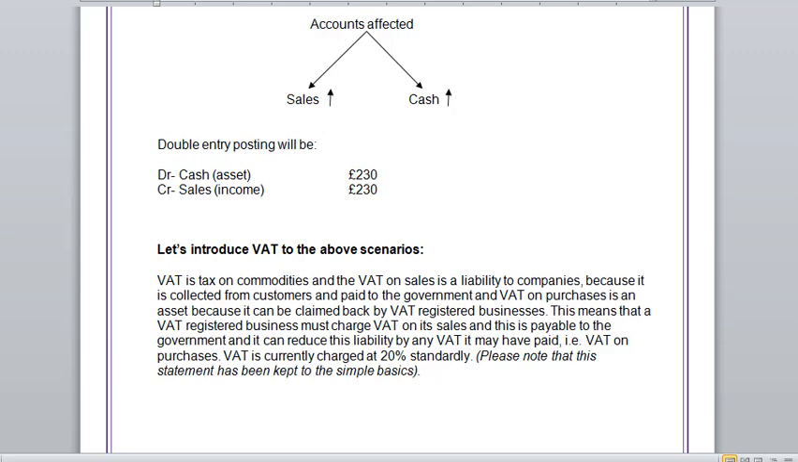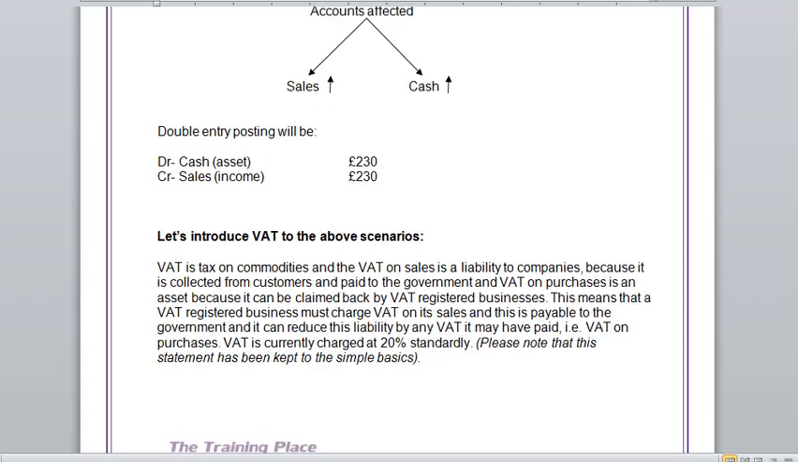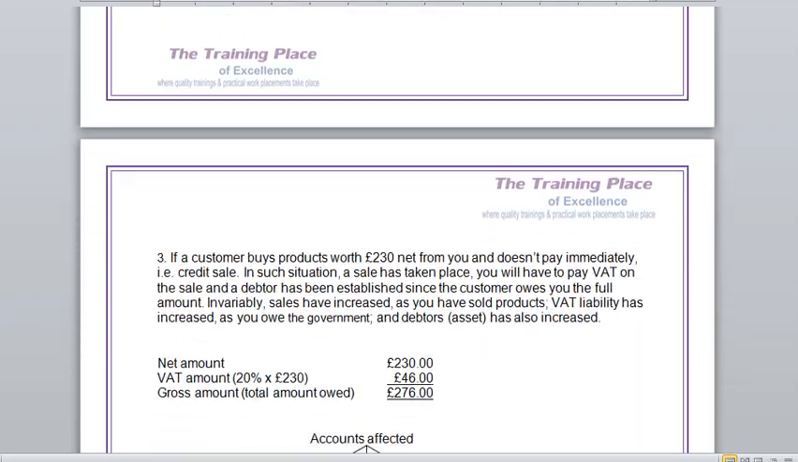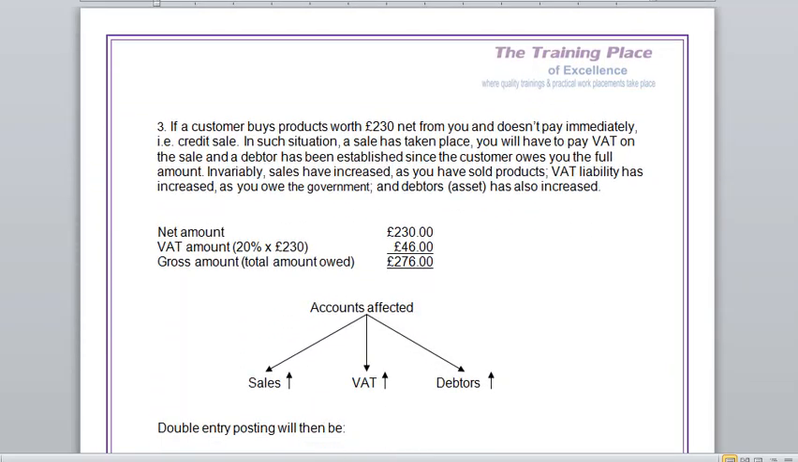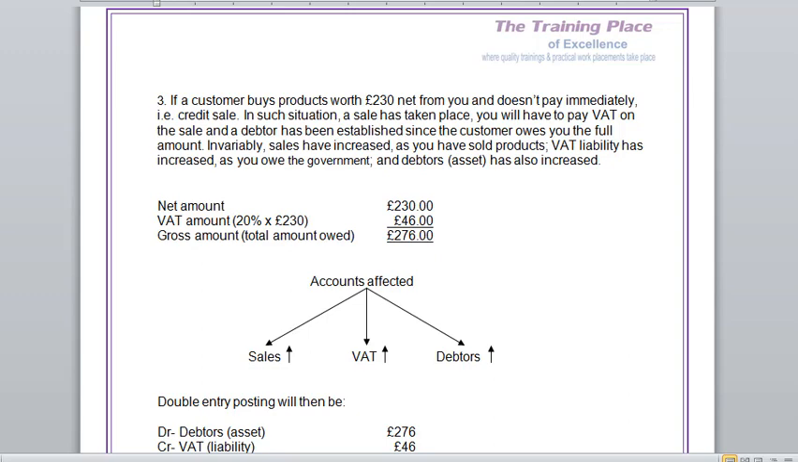and it can reduce this liability by any VAT that it may have paid to its own suppliers on purchases, the VAT on purchases. VAT is currently charged at 20% standardly. Please note, this statement has been kept to the simple basics. In fact, it has been kept to more than simple, very, very basic. We are using the same scenario, it's just that this time around we're slapping on VAT to make it a little bit juicy.